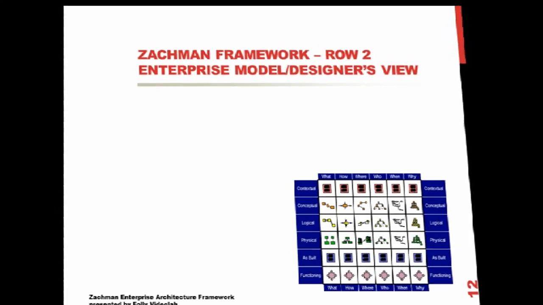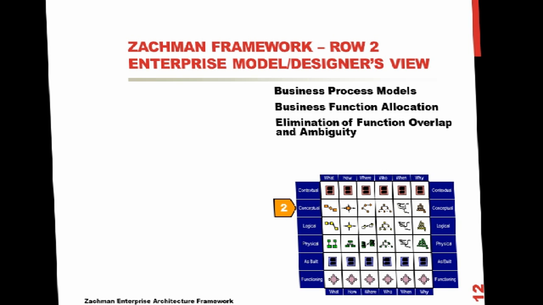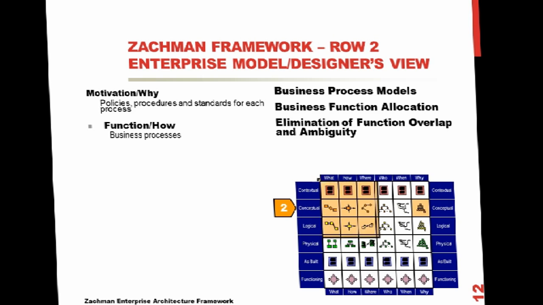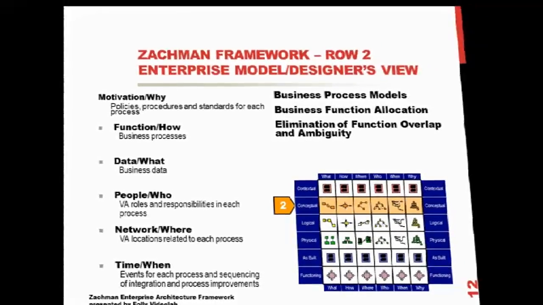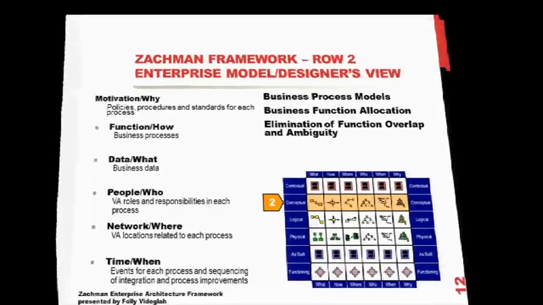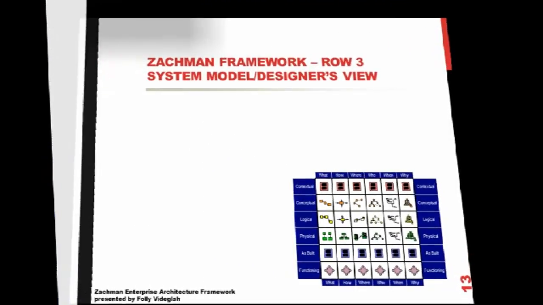Row 2, enterprise model, designer view. That view is where the business process model, business function allocation, and elimination of function overlap and ambiguity come in, and how to do the business process. Then we need the business data, the people, who, the role and responsibility of each process. The network always comes into place, the time and when, and then later at the bottom is where we are trying to implement.